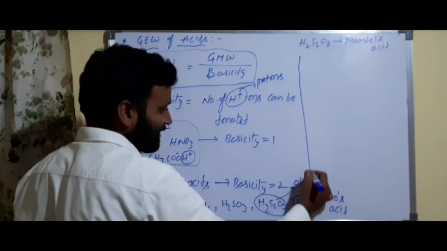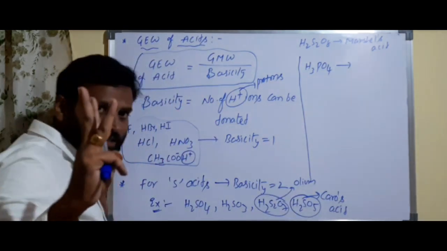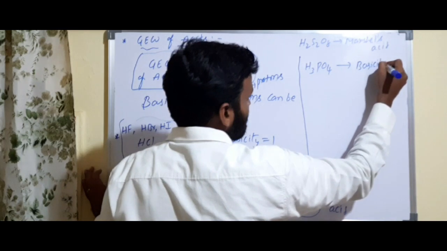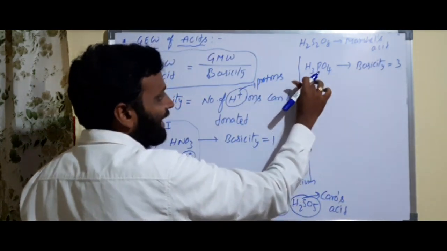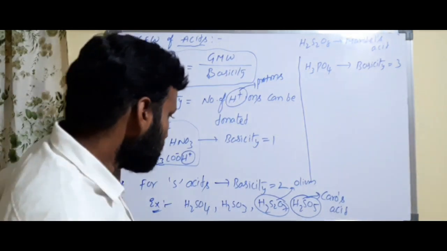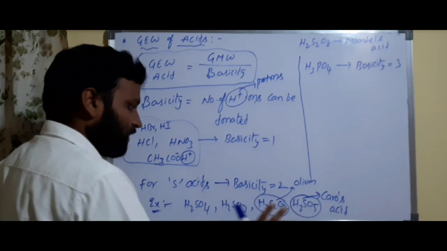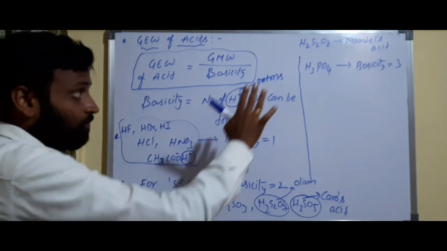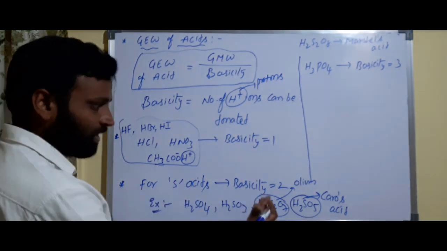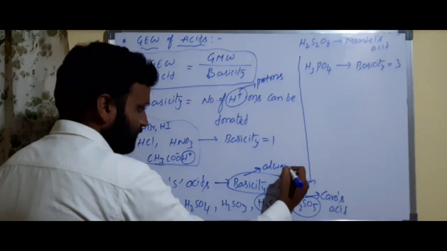But for phosphorus acids it is different. For H3PO4 the highest basicity is 3. For sulfur acids, the basicity is 2 always, but for phosphorus it is exceptional.